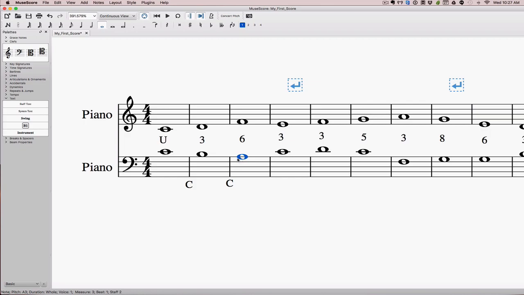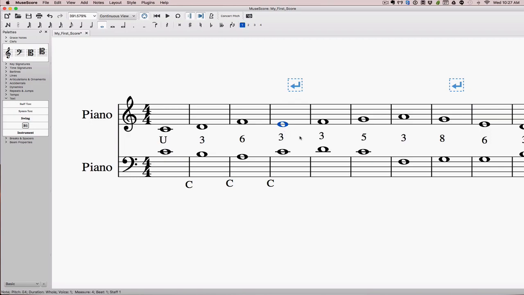Okay, let's go to the next note, and look at this. We're also contrary motion. We've switched directions, where here we're going down by a step, and here we're going up by a skip, but that's okay. This is still contrary motion. This one's going down, this one's going up. That's another example of contrary motion. Okay, now let's go on to the next one.